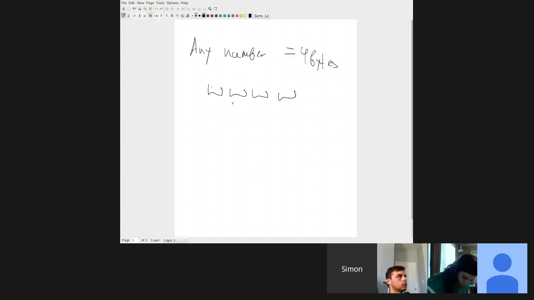If a decimal point is located here, then what will be the highest number that we can represent? Probably it will be 9, and then all 9s. What will be this number? It will be very close to 10. But in fact, it is 9.999. What will be the minimal number in this representation? It will be 0.001.